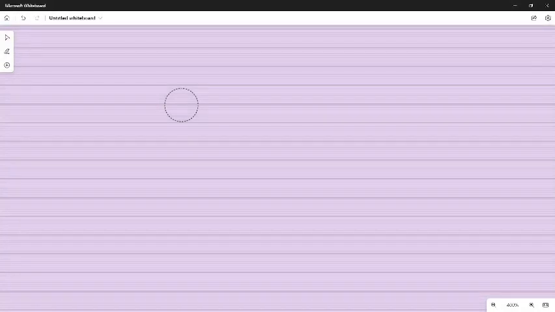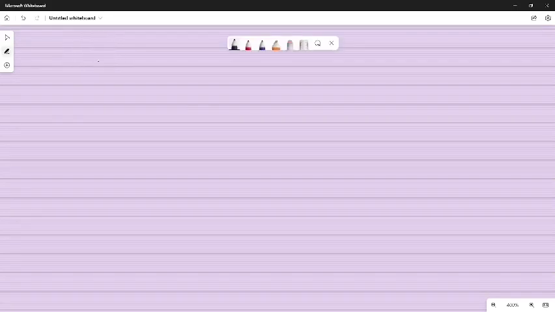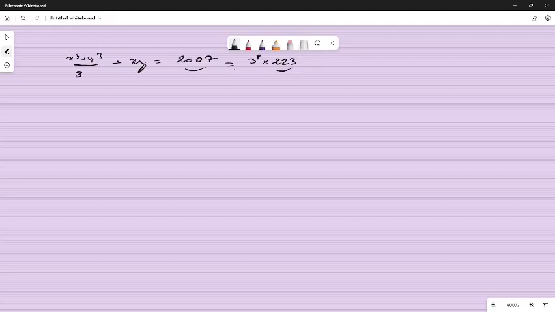Today we have a nice problem to solve together. So let's begin. Our question for today is x cubed plus y cubed plus xy equals 2007. And the prime factor decomposition of this number is 3 squared multiplied by a prime number. This is a prime number. This is the 48th prime number.